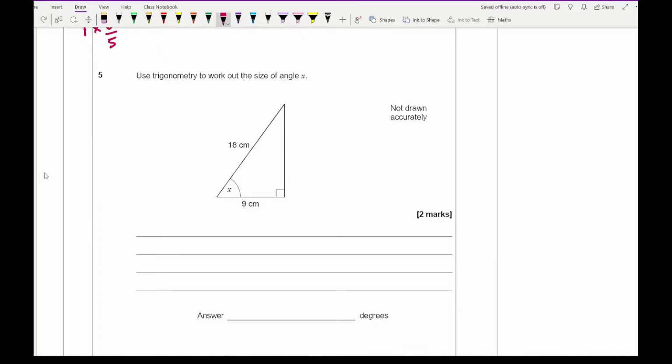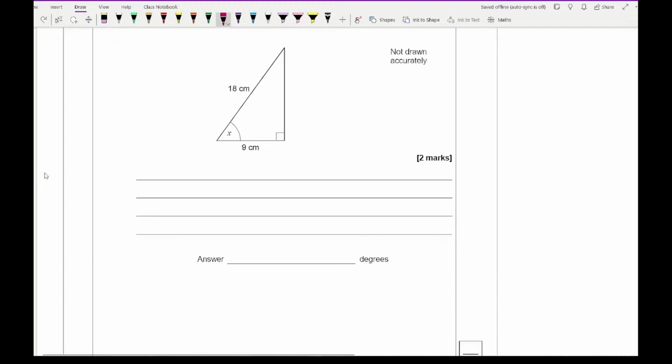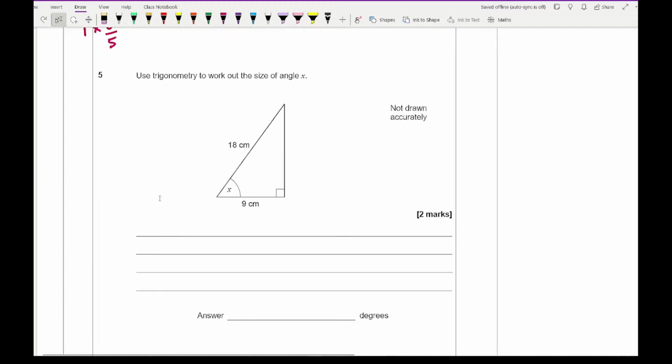So again, remembering that this is non-calculator, all we need to do is label the triangle. So here this is going to be our hypotenuse, this is going to be our adjacent, so we're going to be using cos. So what we've got is cos x equals 9/18, which then becomes cos x equals 0.5, and remembering your exact values of trig, what is cos of a half? Well, that's going to be cos 60.